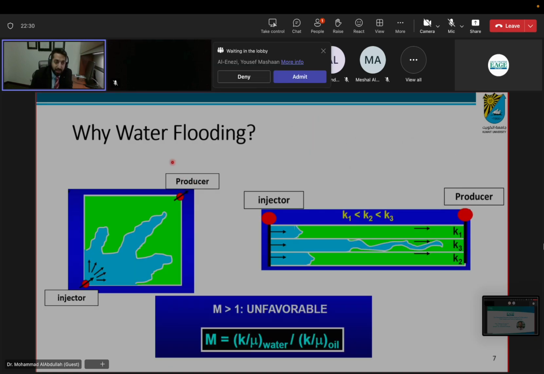Once we look at the water flooding, now we'll look at the reservoir. We have an injector and a producer with a top view. My green is my oil, and water will be that blue in the schematic. When you inject water normally, water viscosity is quite low. Let's say it's only 1 centipoise compared to oil viscosity.